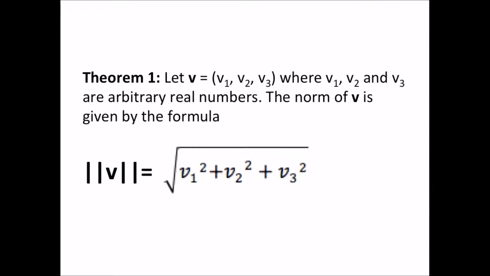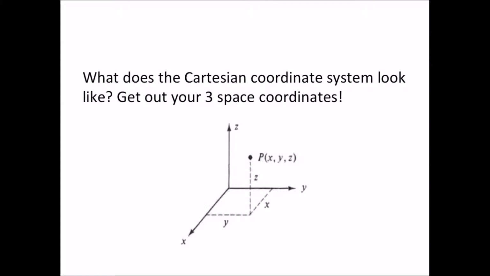To start off, we're going to look at a Cartesian coordinate system. Reminder, we are going to be working in 3 space. That means that we can go in the x direction, y direction, and the z direction. So our coordinates are going to have 3 real numbers.